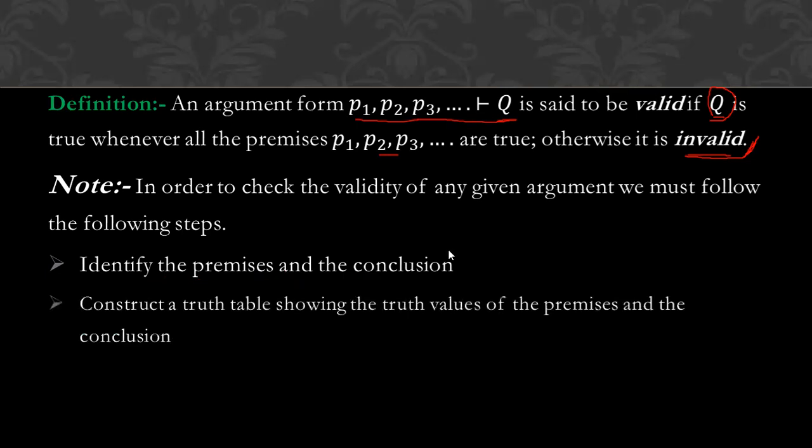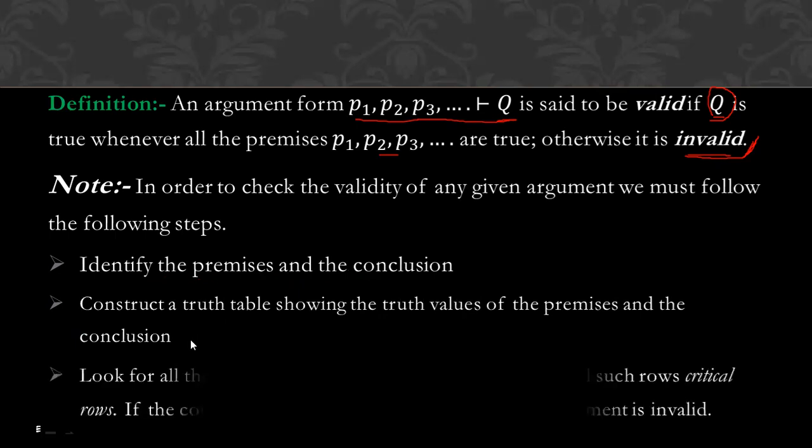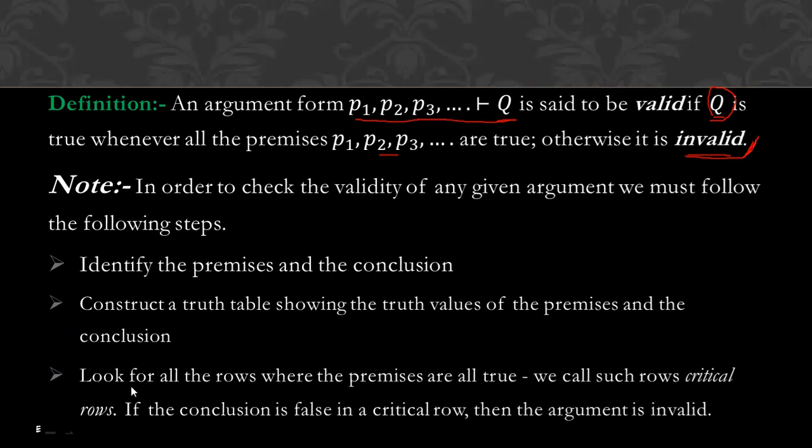Next, after identification of the premises and the conclusion, if we are using a truth table to check the validity of the given argument, we must construct a truth table showing the truth values of the premises and the conclusion. Then, we must look for all the rows where the premises are all true at the same time. We call such rows critical rows.